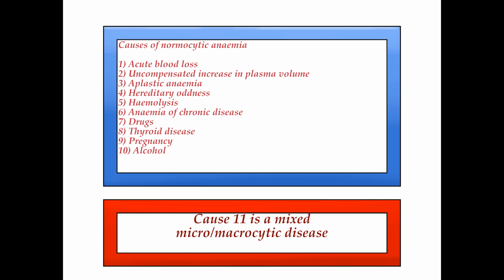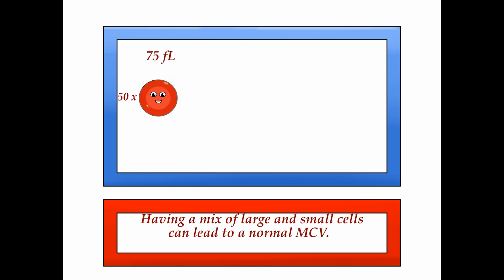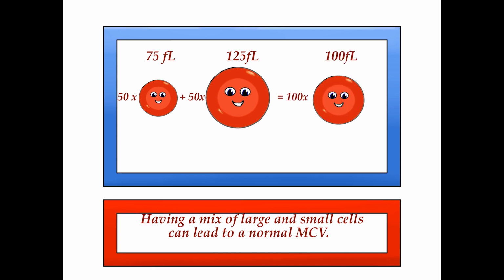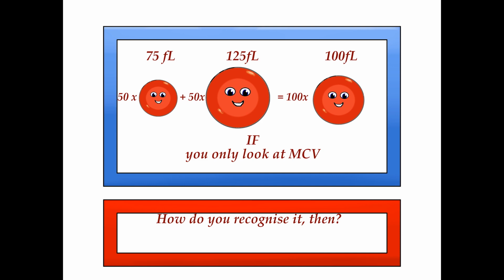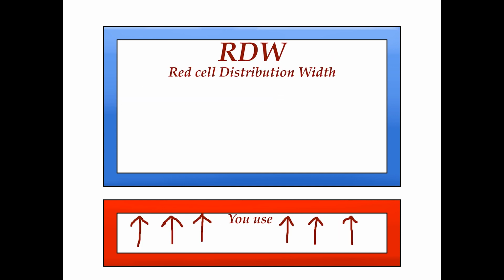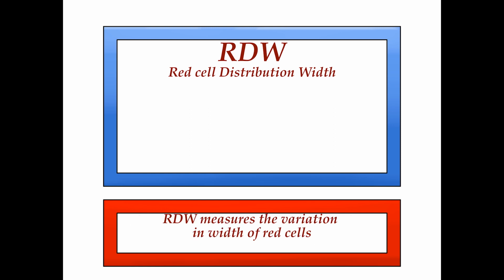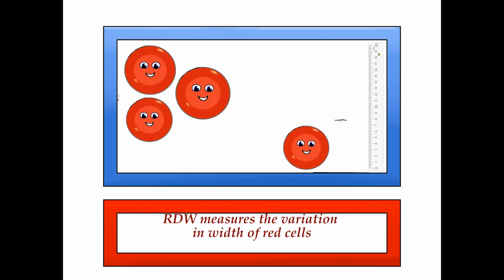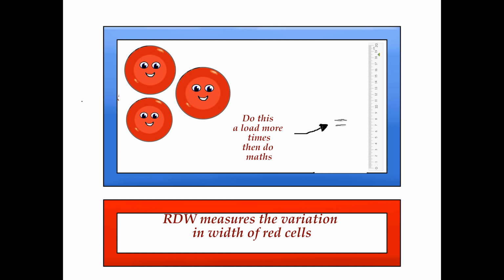Cause 11 is mixtures of micro and macrocytic anemia. So if you have half the cells at 75 femtoliters and half at 125 femtoliters, the average cell size, or the MCV, will measure 100. So how do you spot the mixed disease? Well, you look at RDW, which is red cell distribution width. It's another bit of the full blood count no one looks at, but what it does is measure the width of loads of the cells and sees how much variation there is.